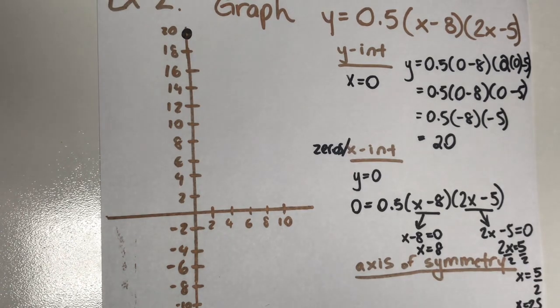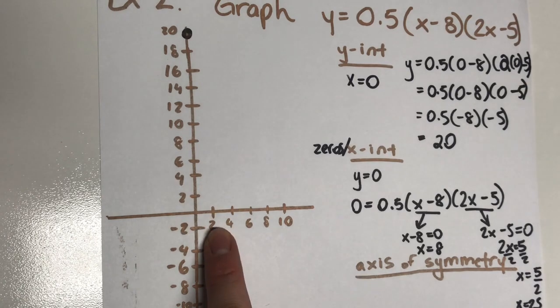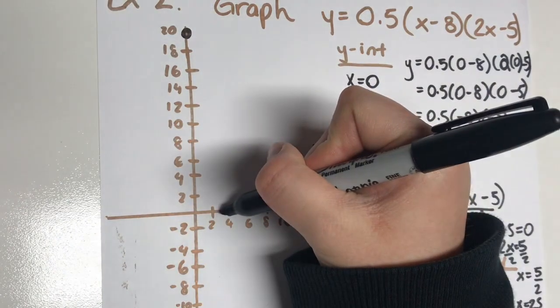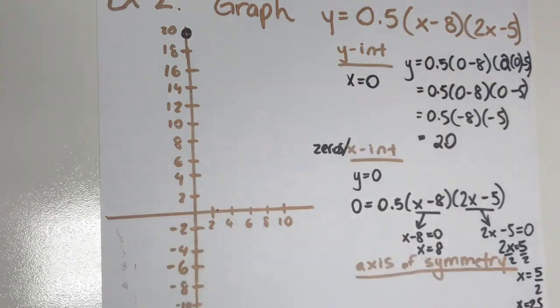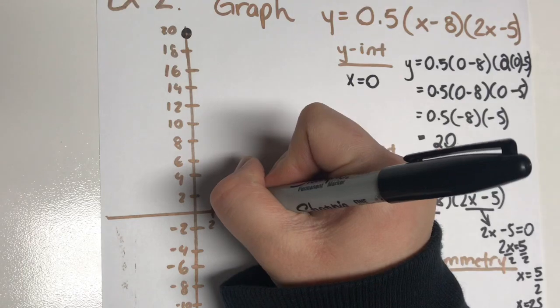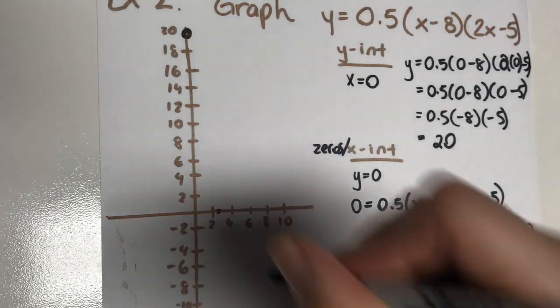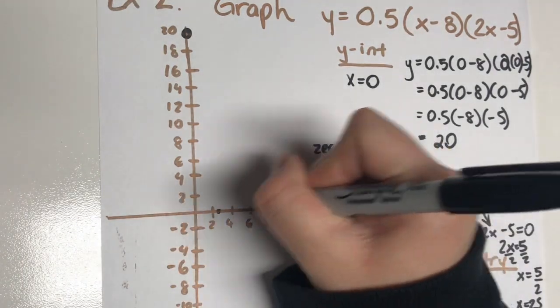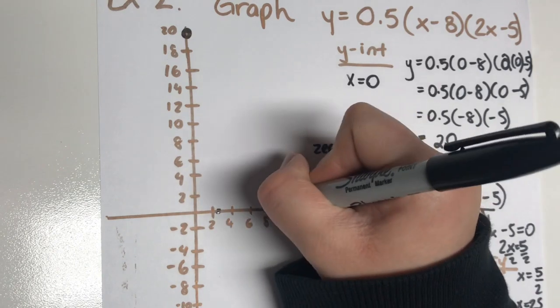It's easier to write it as a decimal because as a decimal, I can graph it more easily. I'm just going to approximate here. So 2.5, if the middle is 3, it would be slightly over that way. And x is equal to 8 would be my other x-intercept.